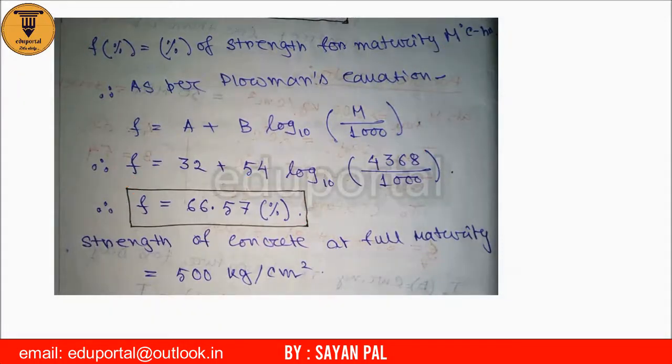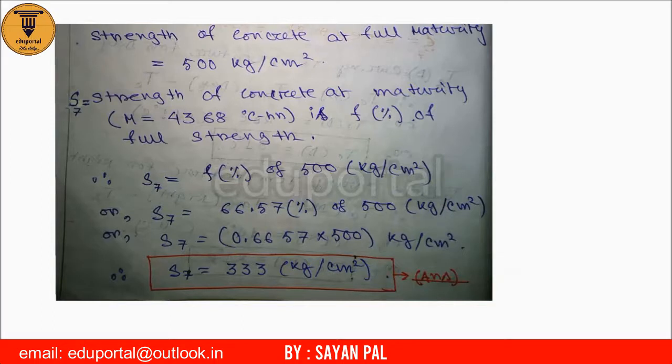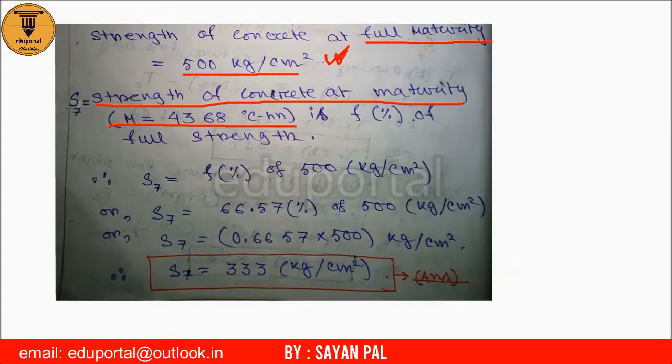Now the strength of the concrete at full maturity is 500 kg per cm square. Okay, it is given, so we know the strength at full maturity. Now we need to determine the strength of concrete at maturity M, that is at a maturity of 4368 degrees Celsius hour, and we have determined the percentage of strength is F percent. So the strength of concrete at 7 days is equal to F percent of the strength of concrete at full maturity, that is 66.57 percent of the strength at full maturity, which is 500 kg per cm square.